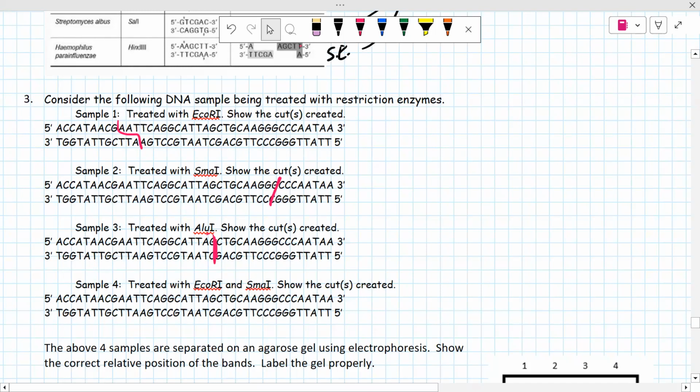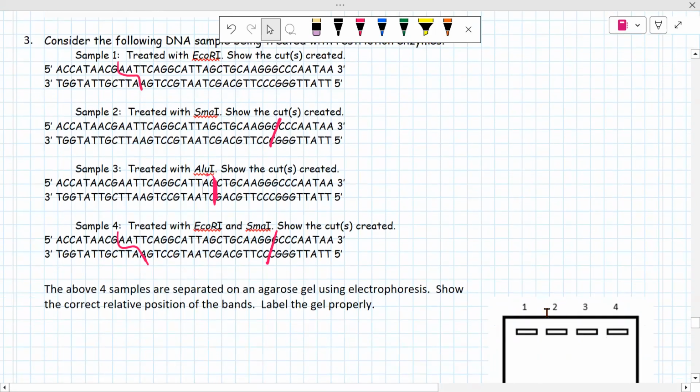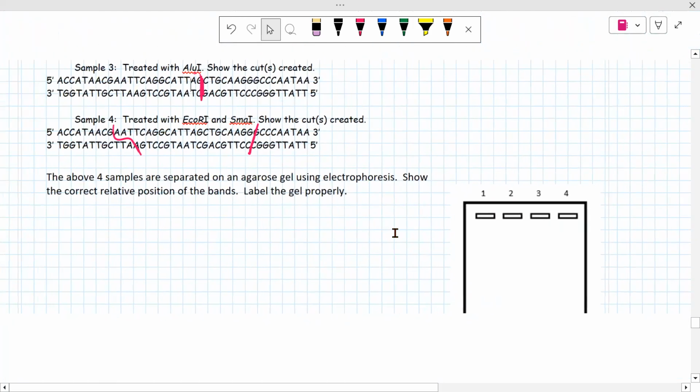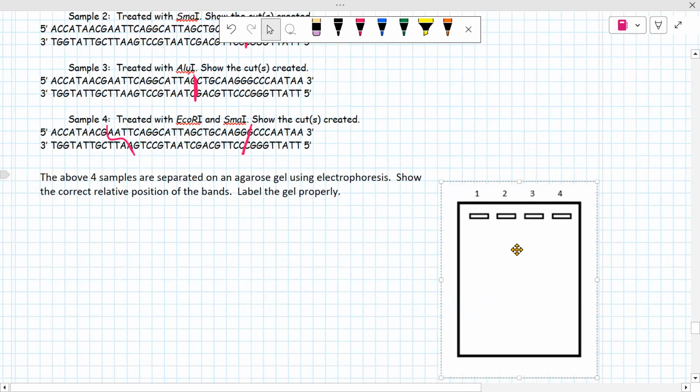Okay, and then we're gonna do EcoRI with SmaI. It's the same sequence that we've been using, right? So you're gonna have a cut here by SmaI, and then we have the other cut here by EcoRI. Okay, then we're gonna have to be able to draw the result of what it looks like when you load it onto a gel, right?